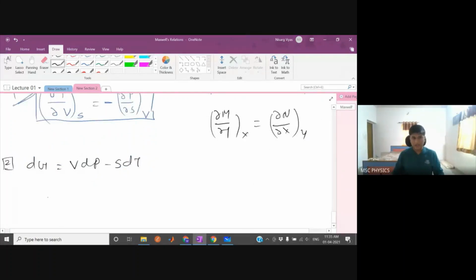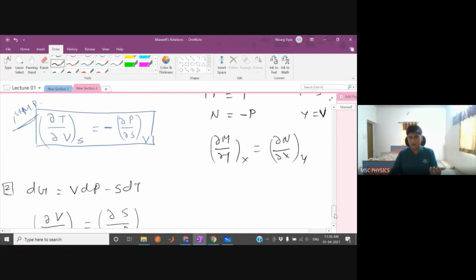How do you write it? It is del V upon del T at constant P equal to del S upon del P at constant V. I suppose you got this, I am assuming that you got how I wrote this. You can easily do it step by step if you want.